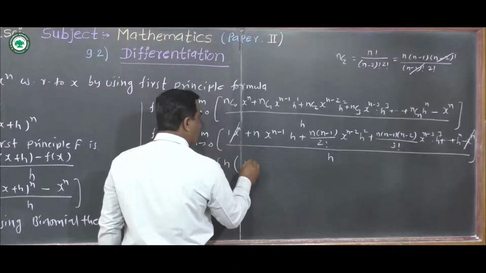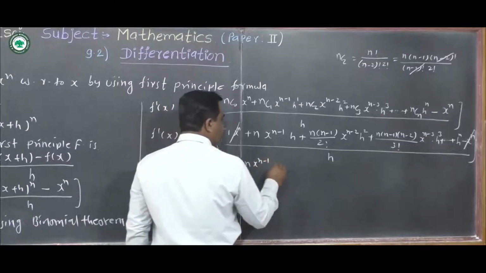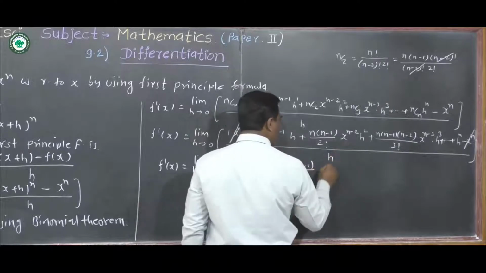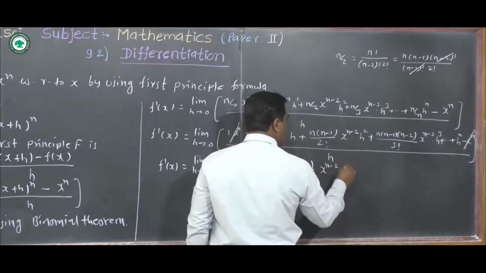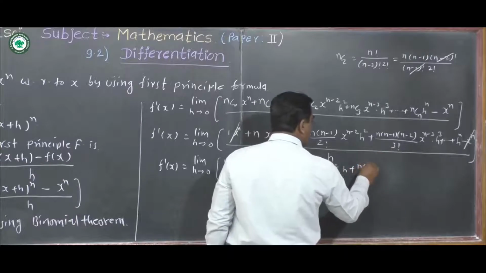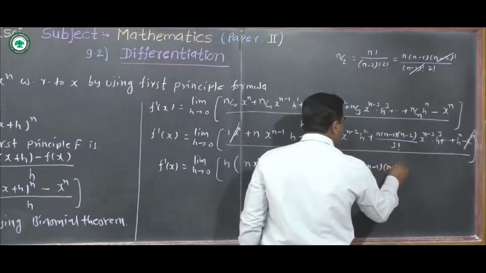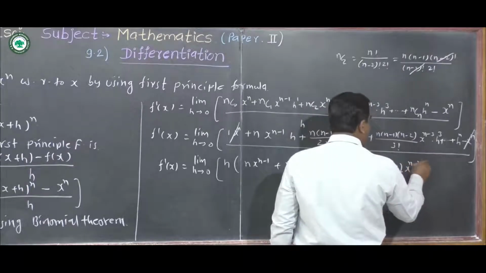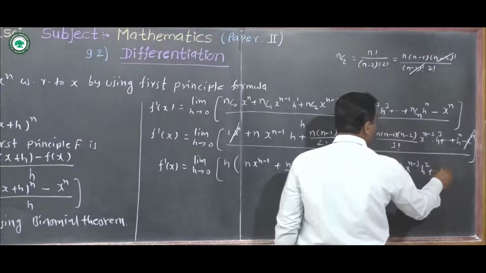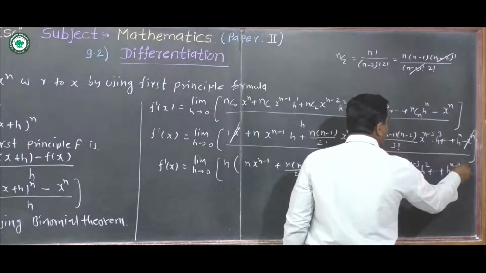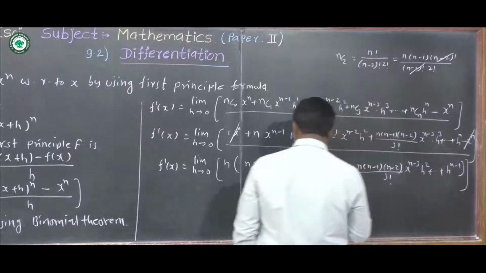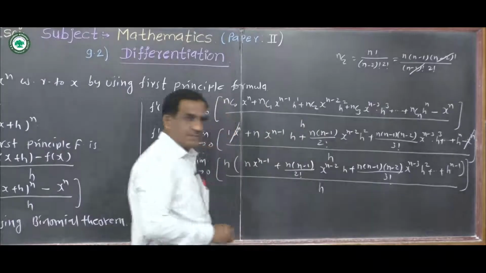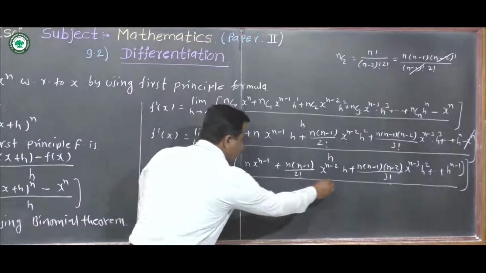Here remains n into x raised to n minus 1 plus n into (n minus 1) upon 2 factorial into x raised to n minus 2 into h plus n into (n minus 1) into (n minus 2) upon 3 factorial into x raised to n minus 3 into h square plus so on. Here remains h raised to n minus 1, upon h as it is. Now this h upon h cancels.